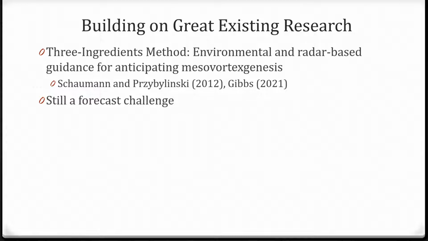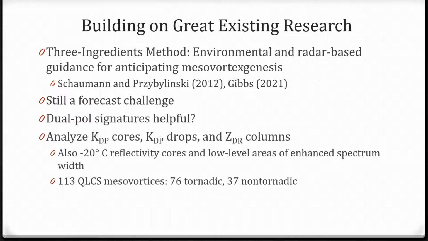Now, despite this really good research, it's still a forecast challenge to try to determine where a mesovortex is going to develop and how strong it might be. So what we want to do is just figure out whether some dual-pol signatures might be helpful, especially when incorporated into the 3 ingredients method.